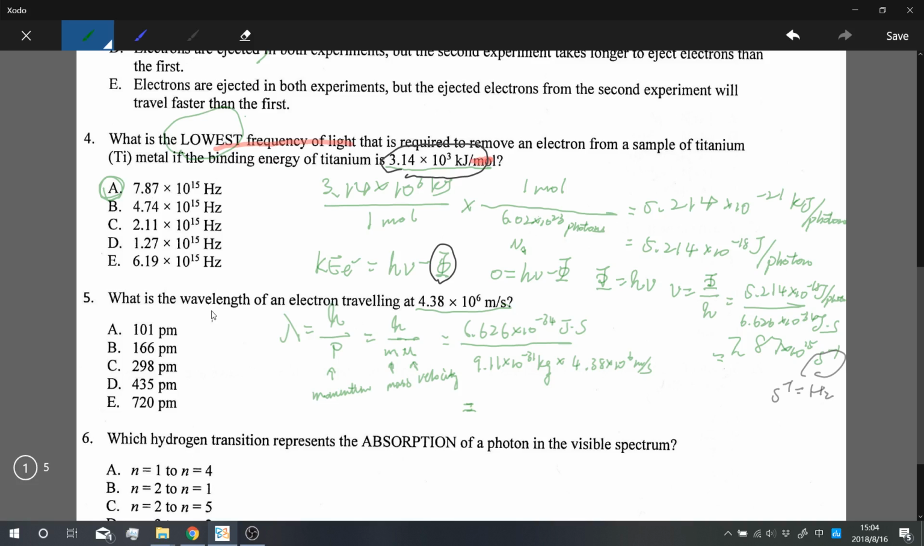So if you do the calculations in your calculator, it will get you 1.66 times 10 to the negative 10 meters, which is exactly 166 picometers, and that's answer B. This is a very straightforward question. It's probably classified as an easy problem in the exam, and we'll end over here for this particular question.